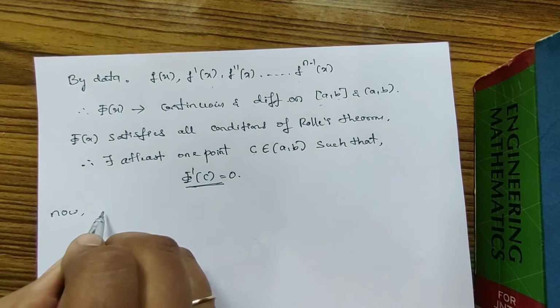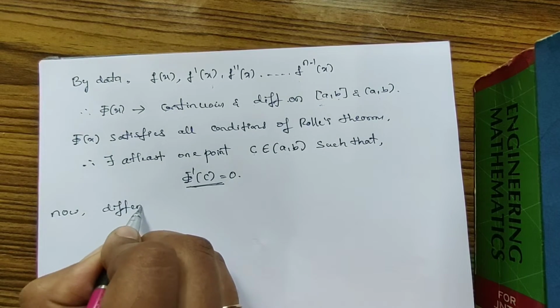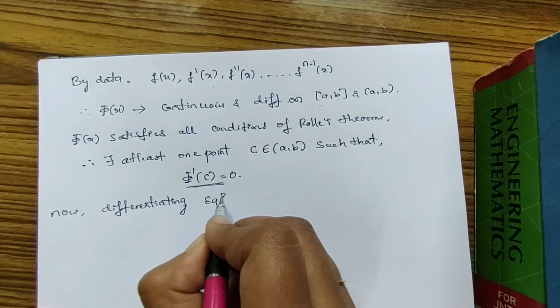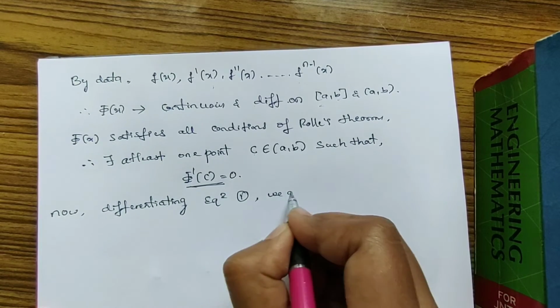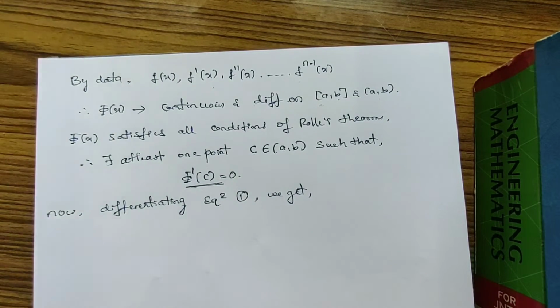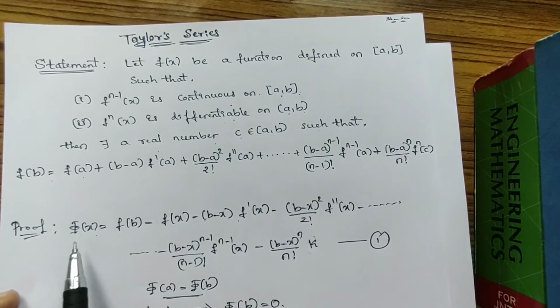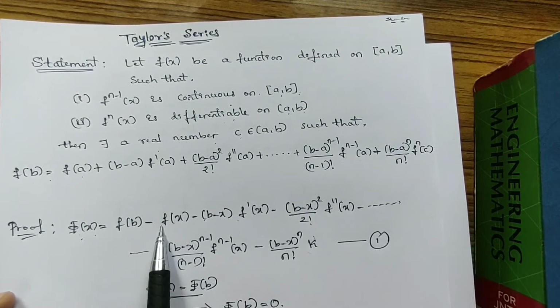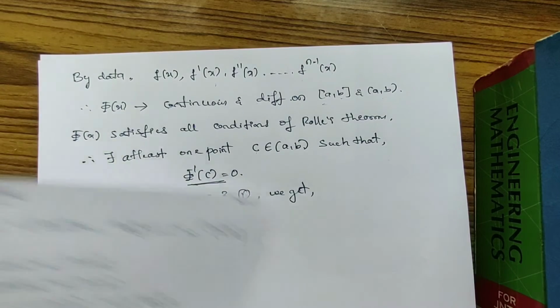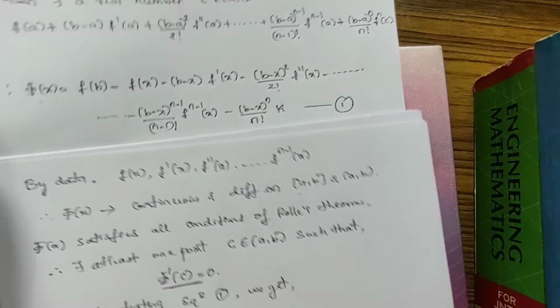Now, differentiating equation 1, we get. What is equation 1? This is equation 1, that is pi of x is equal to f of b minus f of x minus. I will differentiate this equation. Let me show you.